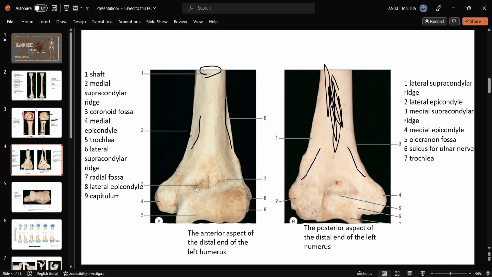There is another structure, the coronoid fossa. The coronoid fossa is a small fossa that lies above the trochlea, and the ulna fits into it during flexion. It is a depression just above the anterior aspect of the trochlea, and it accommodates the coronoid process of the ulna when the elbow flexes.